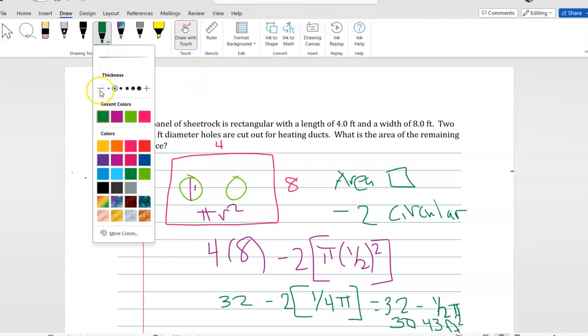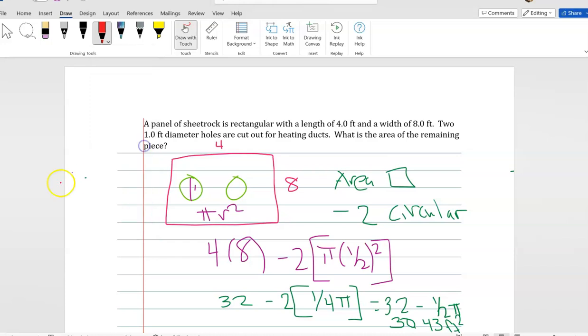So if I was going to add in a formula right here, I would add in, this is length times width minus 2, and this would be pi r squared. So that's the formula I used. But we can also go from here to here, whatever works best in your brain.